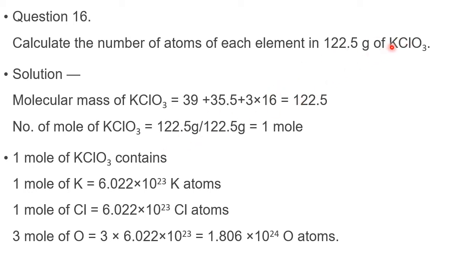1 mole. How many moles of chlorine? 1 mole. How many moles of oxygen? 3 moles. It is written here. Okay, so it is in moles. Now the number of atoms of each element: 1 mole equals, as usual, 6.022 × 10^23 particles. So 1 times this, 1 times this, 3 times this. So these are the respective atoms of each element in the potassium chlorate.